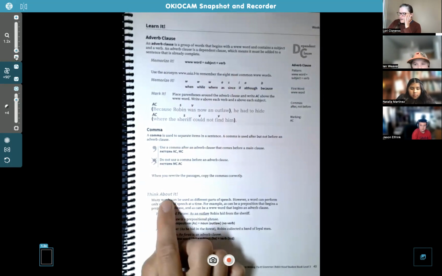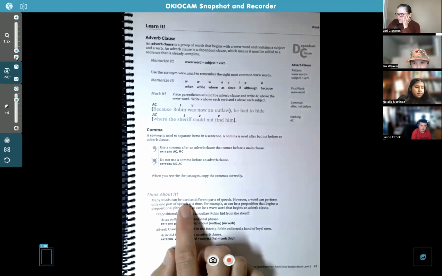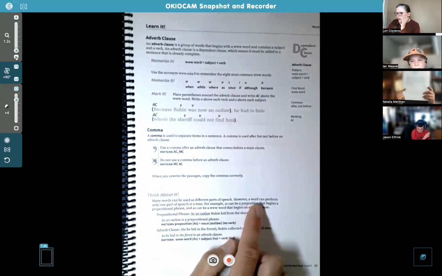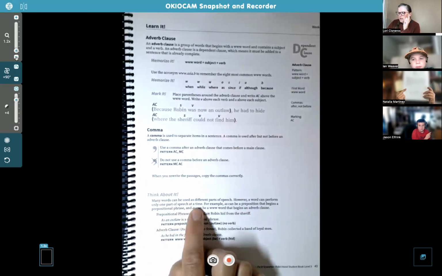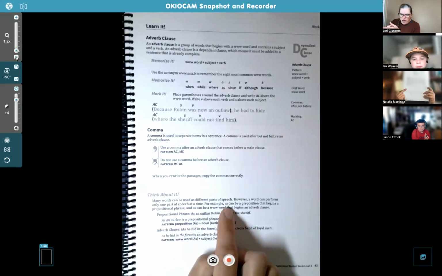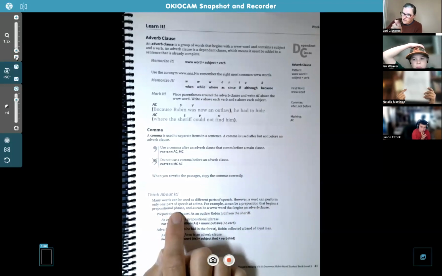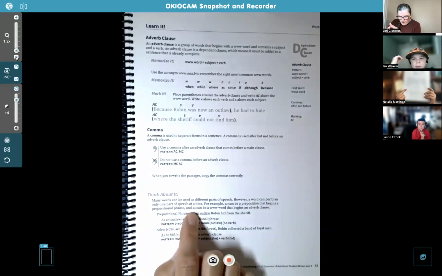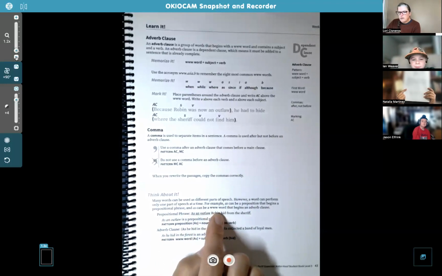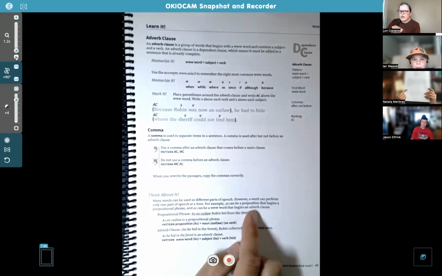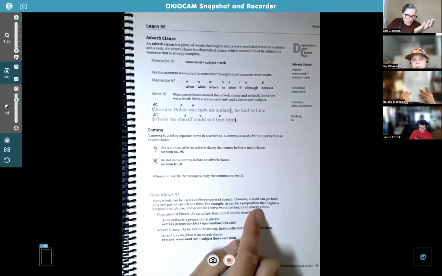Here it says, think about it, toward the bottom. Many words can be used as different parts of speech. However, a word can perform only one part of speech at a time. For example, as can be a preposition that begins a prepositional phrase, because we've used that before. And as can be a WWW word that can begin an adverb clause. So it depends on how it's used in the sentence that will tell you if it's an adverb clause or if it's a prepositional phrase.